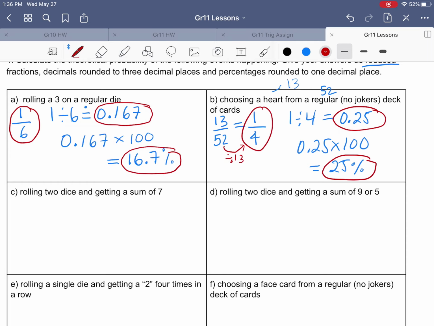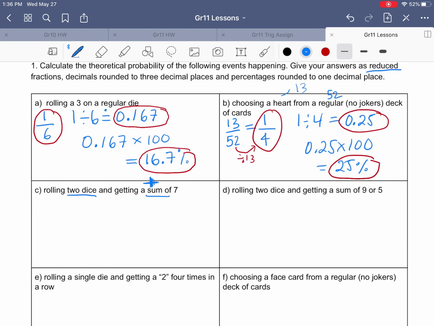Okay, let's go on to part C, rolling 2 dice and getting a sum of 7. If we are rolling 2 dice and getting a sum of 7, that means we're adding our numbers together to get 7. You can take a look at the chart on the notes page to help you with this, or you can think about all the different combinations that add up to get 7. There are going to be 6 of these different combinations that add up to get 7. So we have 6 on 36.